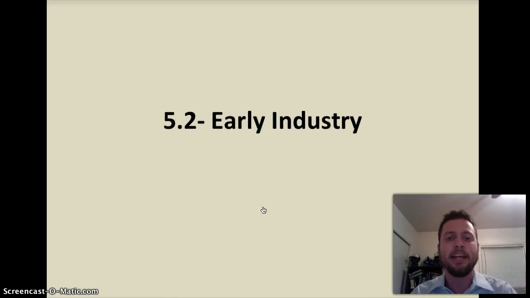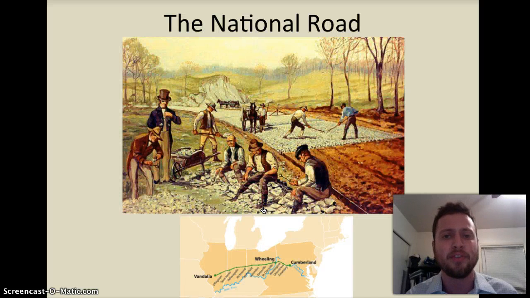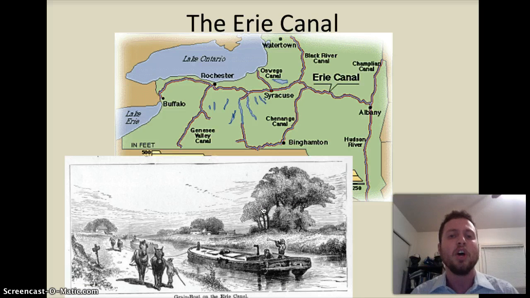All right, a little bit about industry. First of all, though, let's talk about roads. We've got canals, we've got railroads. I don't have a picture of railroads. Just believe me, we've got railroads. Roads, canals, railroads are all designed to help Americans move to the west. It's all about going west.